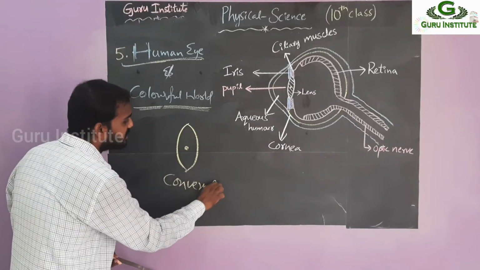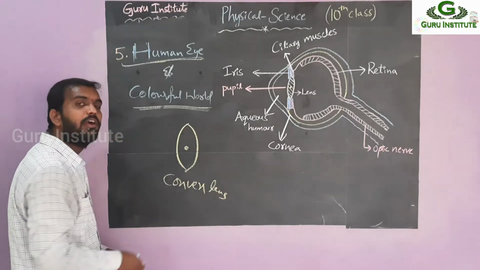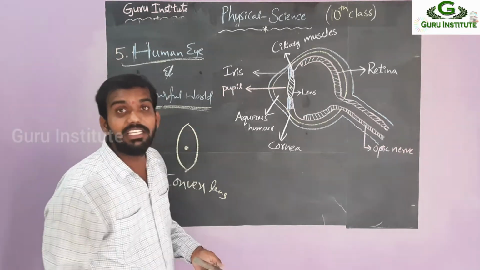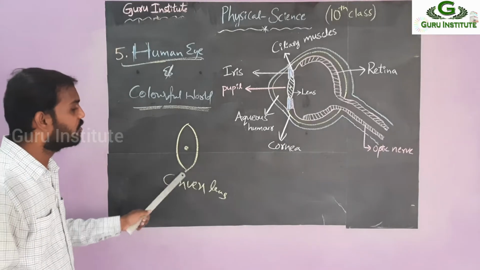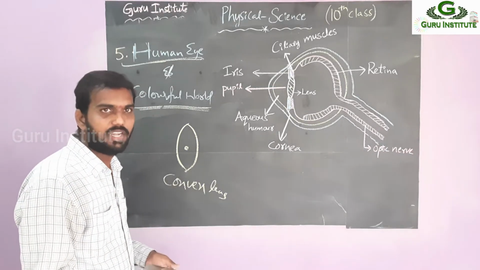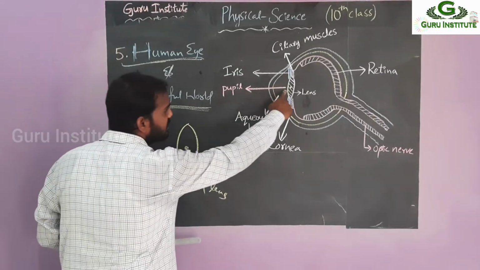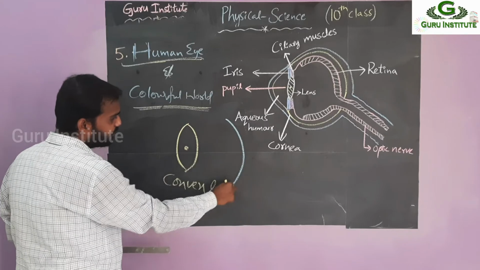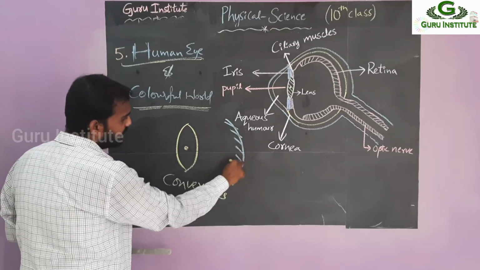Two sides are open, right? Convex lens or biconvex lens. So our eye lens is not a concave lens; it is a convex lens. So convex lens always gives which image? A real image, right? So this is a convex lens, and here this is a retina. See here. So this part is retina, right?